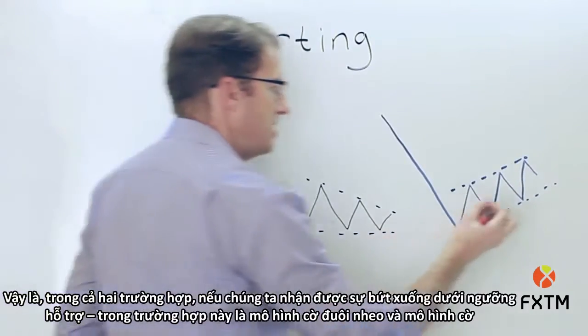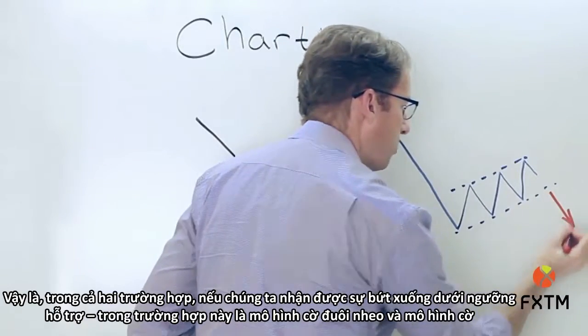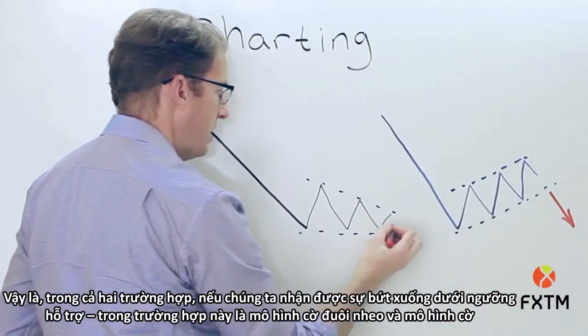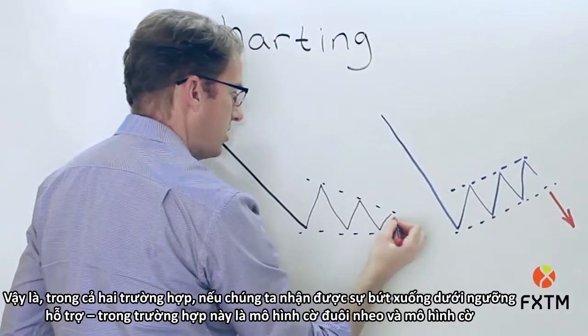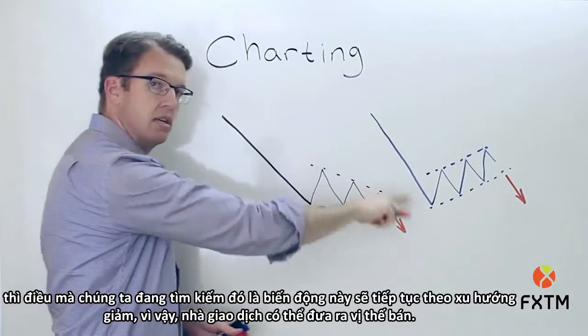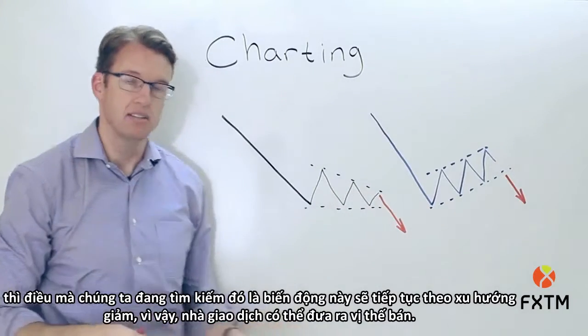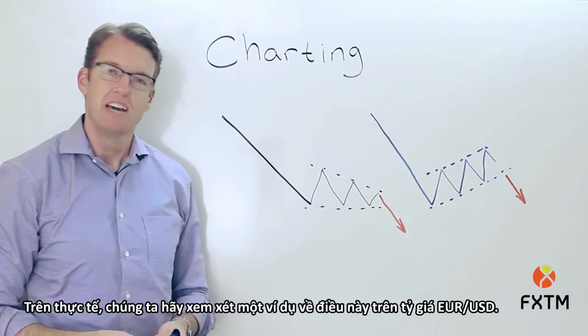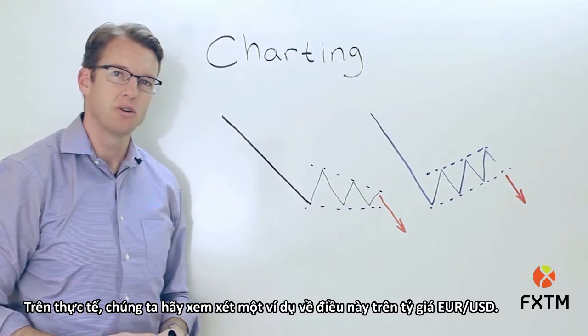So in both cases, if we get a breakdown below support, here in the case of the pennant or flag, and here in the case of a pennant, what we're looking for is to see that this is going to continue to the downside, so a trader can take a short position. In fact, let's look at an example of this on the euro to the US dollar.